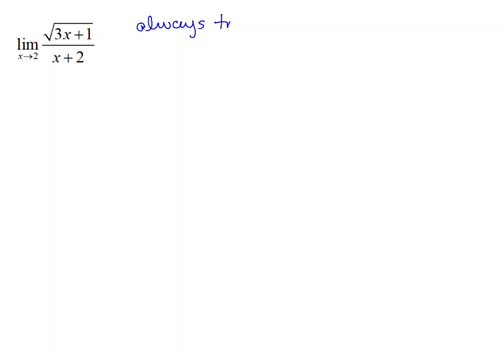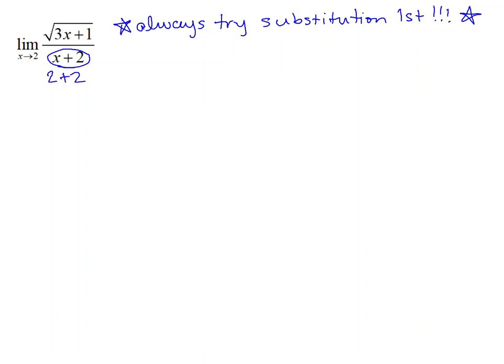Always try substitution first. If it works, we're done. And that is super important. If it's a quotient, if our function is a quotient, we've got to look at the denominator and make sure it does not equal 0 when we substitute. And 2 plus 2 will not equal 0, so we are safe to proceed with direct substitution.